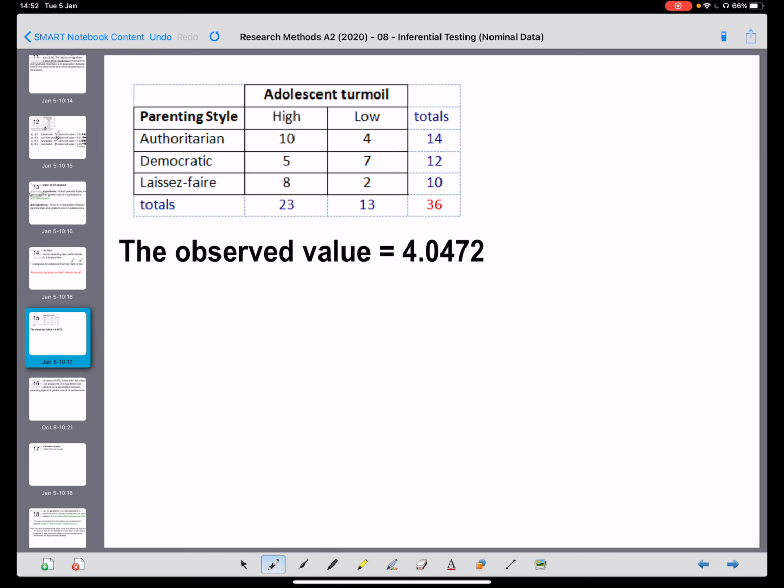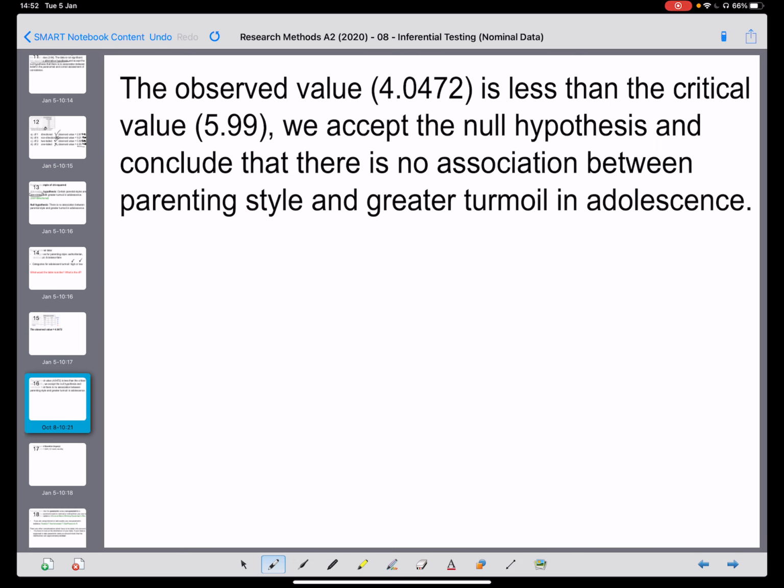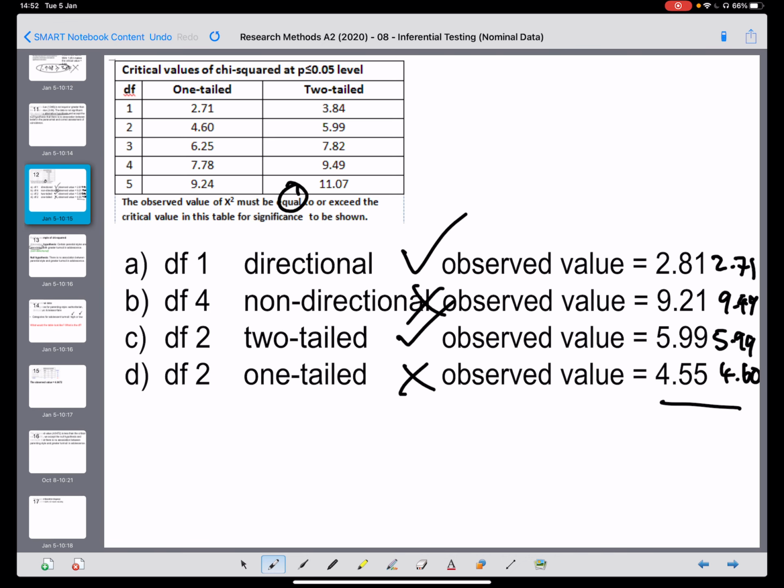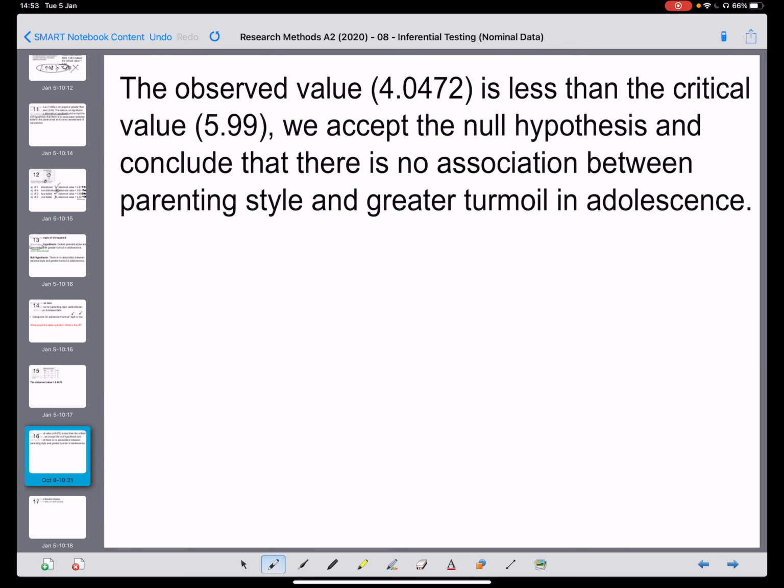This could be a table associated with that. That's another key way. If they show us a contingency table in this particular case, then we know that it must be a chi-squared. And we see here we have an observed value of 4.04. Okay, we go back to our table here, and we have a two-tailed with 2 degrees of freedom giving me a critical value of 5.99, and unfortunately, once again, there's no association between parental style and adolescence. So if you can't do this, please have a check that you can, and that you can ultimately do it.